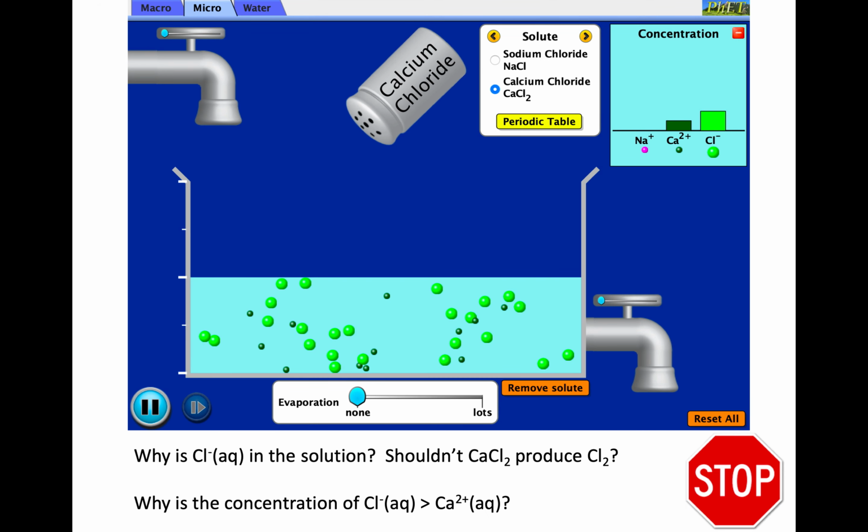Initial questions for you. Why is chloride aqueous in the solution? Shouldn't calcium chloride produce Cl2? The formula is CaCl2. Why do I get chloride ions, not Cl2 molecules? Second, why is the concentration of chloride greater than the concentration of calcium ions in solution? Pause the video, share your ideas.